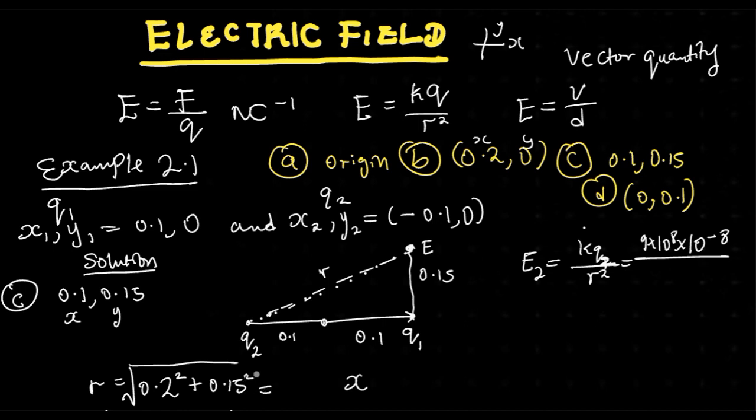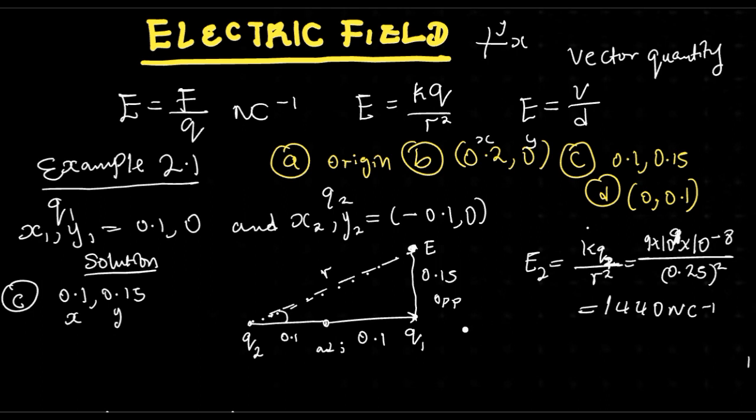So if you input that in your calculator, what will you have? 0.2 square plus 0.15 square. Yes, 0.15 square. So you should have 0.25 as your answer. So that's 0.25 meters. I don't know if it is meter, but it's all fine. So what will be here is 0.25 square. So when you input that also in your calculator, 0.25 square.